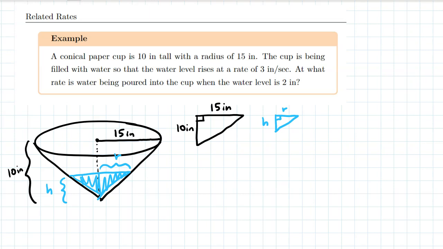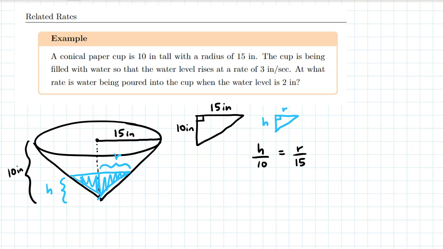Now, we care that these are similar triangles because we can set up a relationship. And the relationship is that h over 10 is equal to r over 15, because these are proportional to each other. So that relationship is going to help us in a bit.